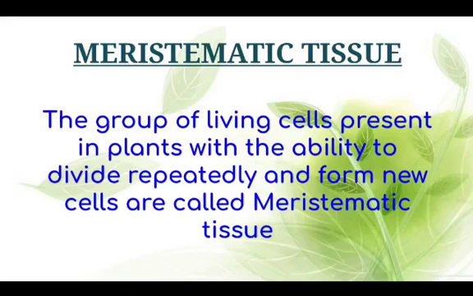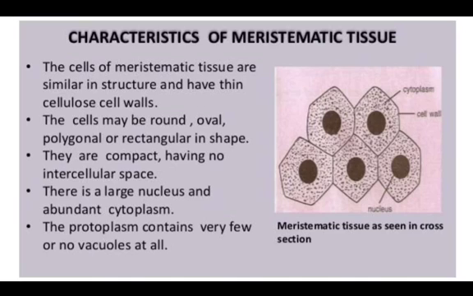So what is the definition of meristematic tissue? The group of living cells present in plants with the ability to divide repeatedly and form new cells are called meristematic tissue. This meristematic tissue is one kind of dividing tissue. Understand? Yes.